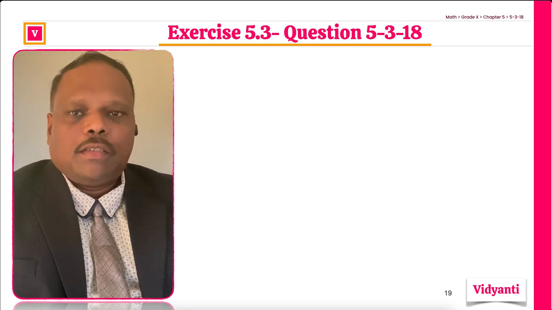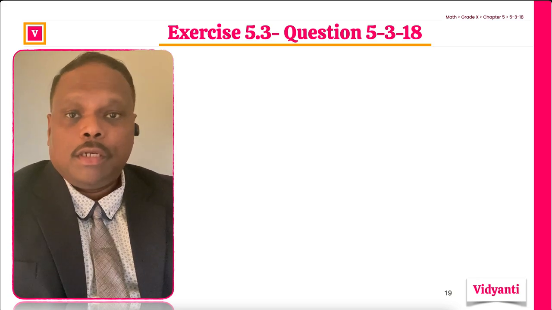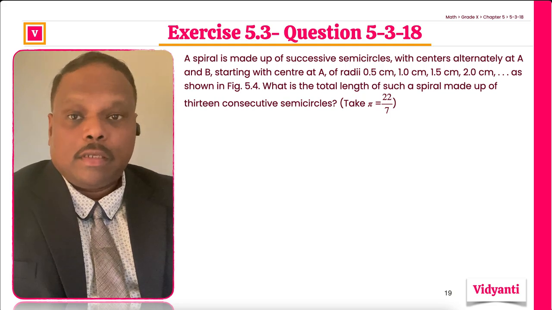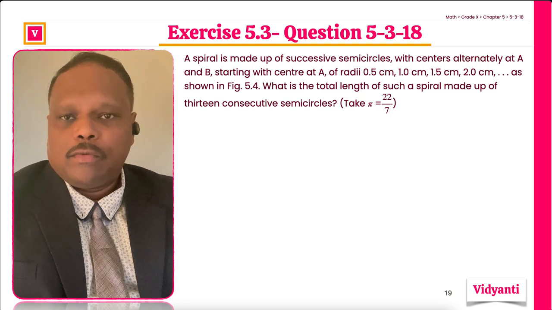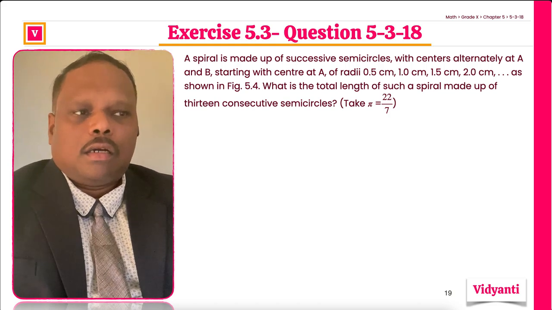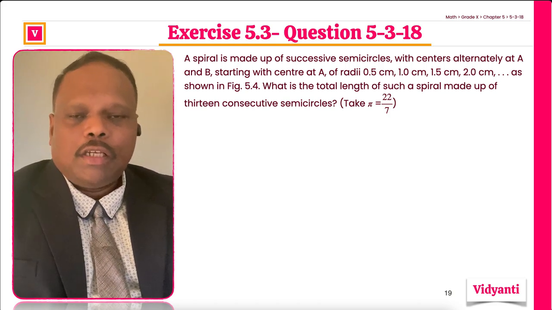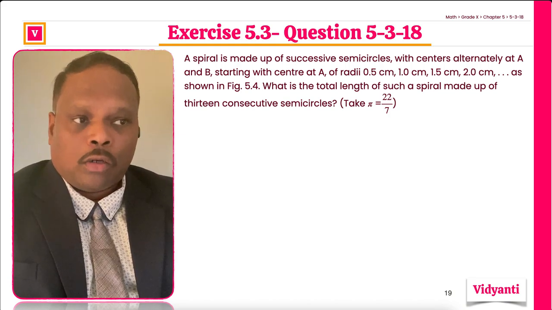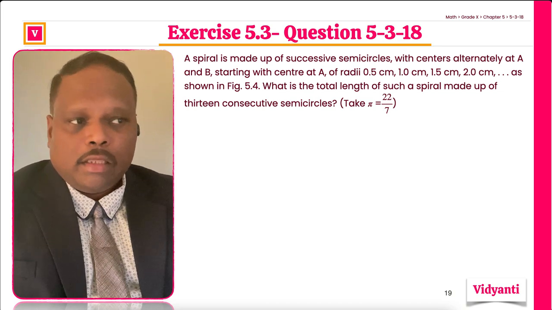Let's see the next question in this exercise. Question 5.3.18. A spiral is made of successive semicircles with centers alternately at A and B. The radii gradually increase from 0.5 centimeters to 1 centimeter, 1.5 centimeters, and so on. So what is the total length of the spiral?